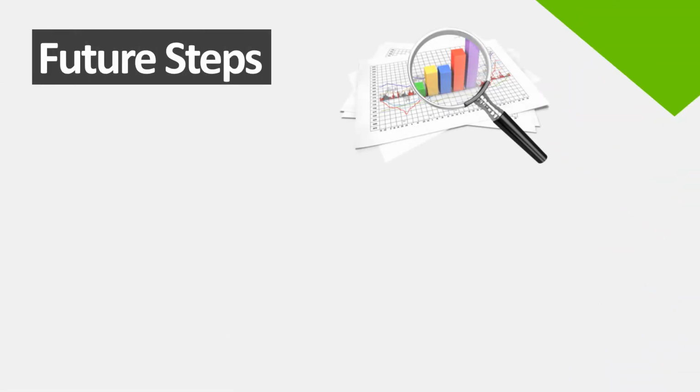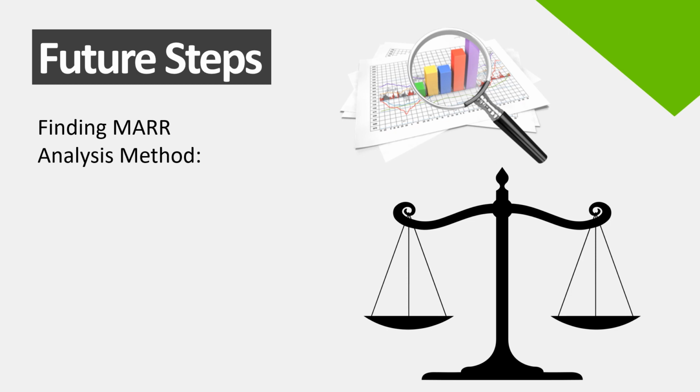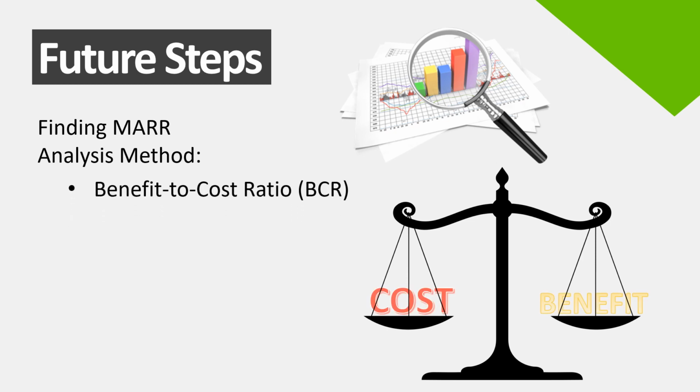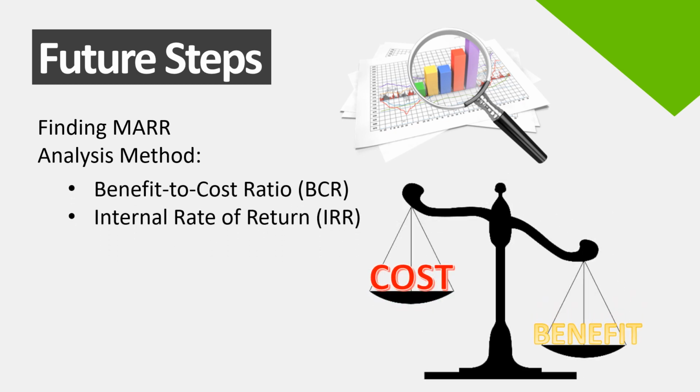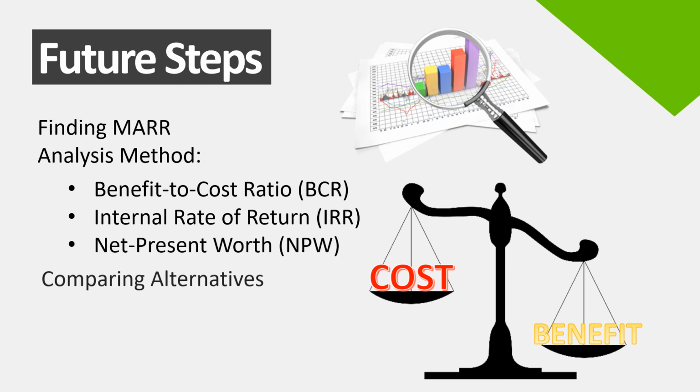Finally, as a future step, in order to achieve this economic analysis, the first step is to find a suitable minimum attractive rate of return value. It could be found online or historical data could be used. Then we'll be able to calculate the possible return of the alternatives with the methods which we have learned in this course, like the benefit to cost ratio, internal rate of return, or net present worth. Once we calculate them, we'll be able to compare all these alternatives.